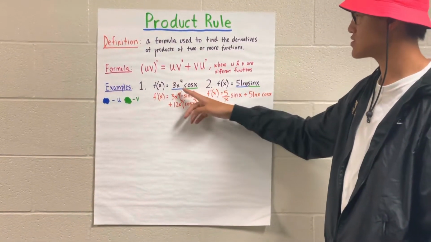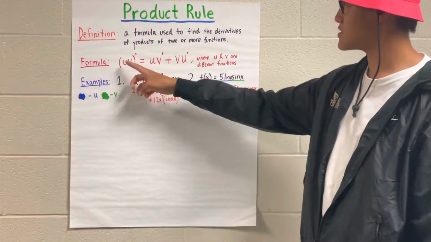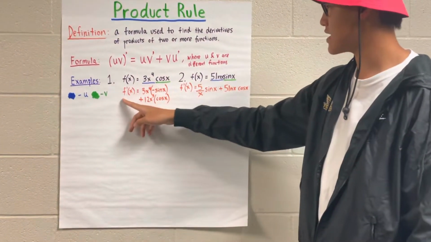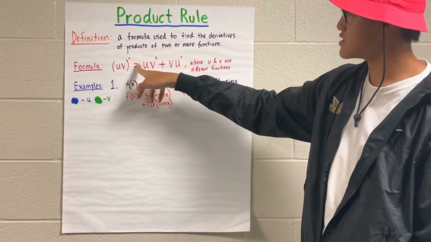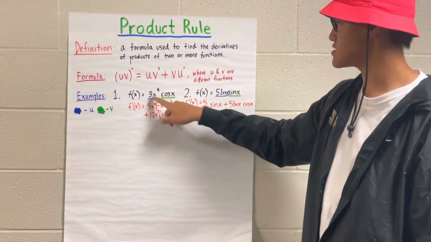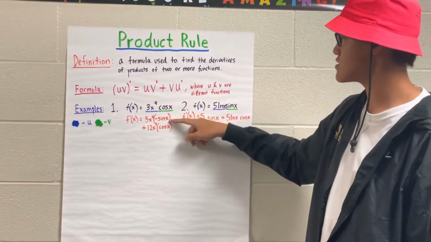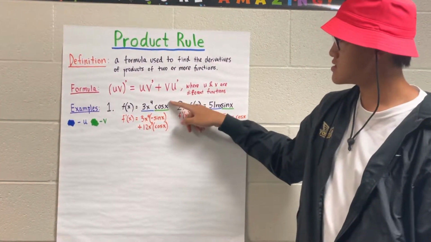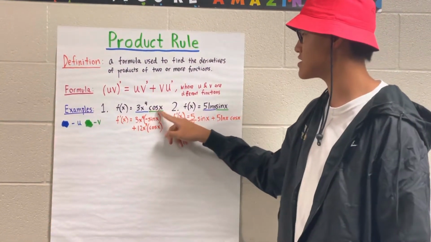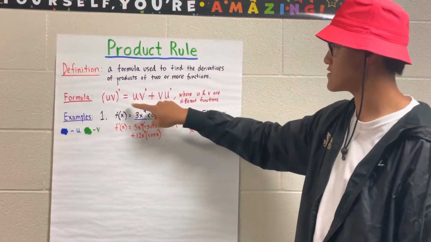So f of x equals 3x to the fourth times cosine of x. So representing the blue underline as u and the green as v, we can see that taking the u times the v prime for the first half, u goes directly down. So 3x to the fourth, we just place it right here. And then v prime, which is the green derivative. So we all know from the last video that the derivative of cosine of x is equal to negative sine of x. So that will be the first half of this formula.